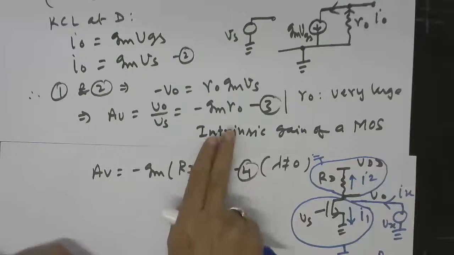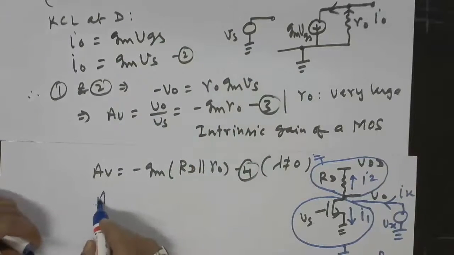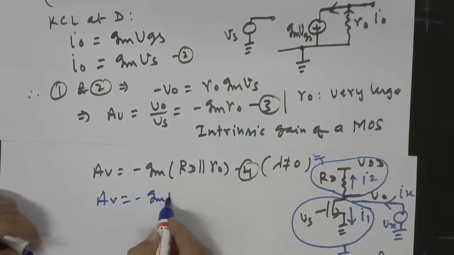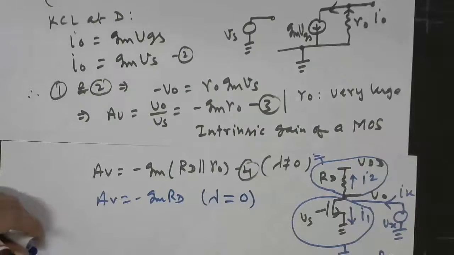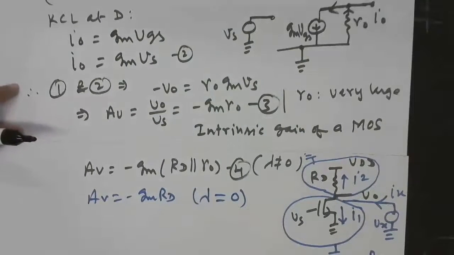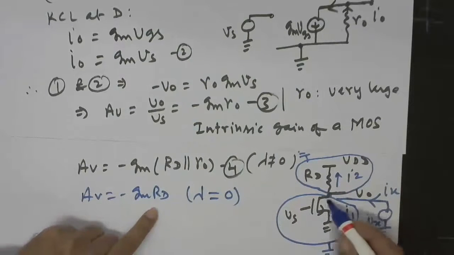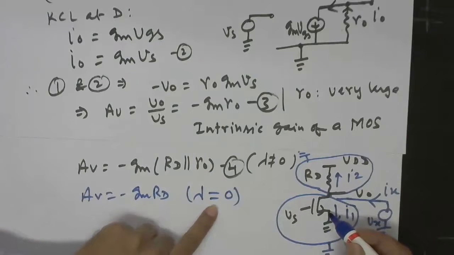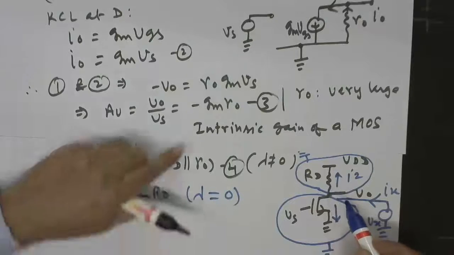This not only leads to this result 3, but also leads to Av equal to minus gm RD, which we got in the very beginning for lambda equal to 0, that means without channel length modulation. So in that case, the impedance ro of a MOS without channel length modulation will turn out to be infinite, while the impedance of RD remains RD. So that is why we have RD here.